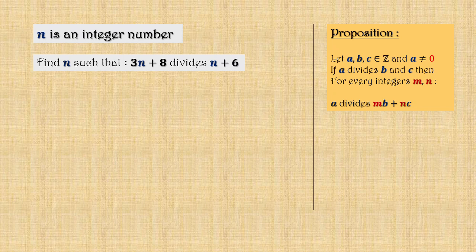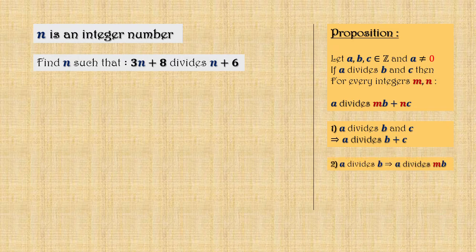In fact, this proposition combines two properties, for the same given three integer numbers a, b, and c, satisfying the condition of divisibility. The first property is that if a divides b and c, then a divides the sum, b plus c. And the second property is that if a divides b, then a divides m multiplied by b such that m is an integer number.